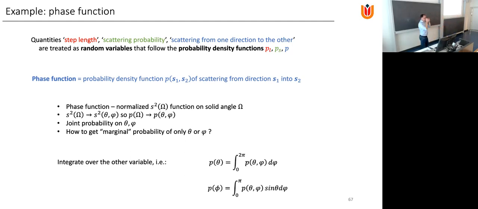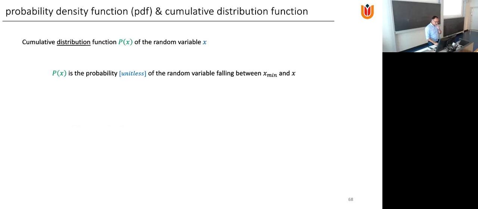So that way, the expressions of the phase functions that we had before, we can convert them into the probability density functions for the scattering angle theta and the scattering angle phi by this approach. So that is the probability density function.